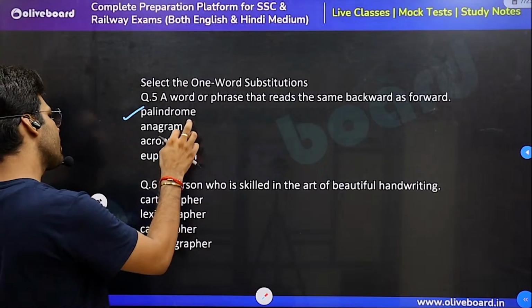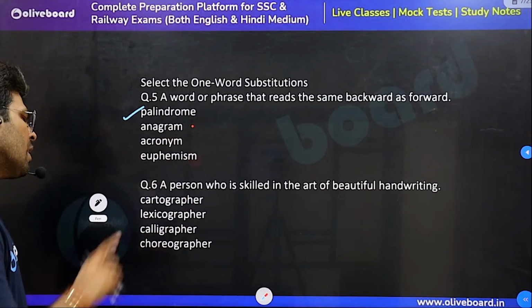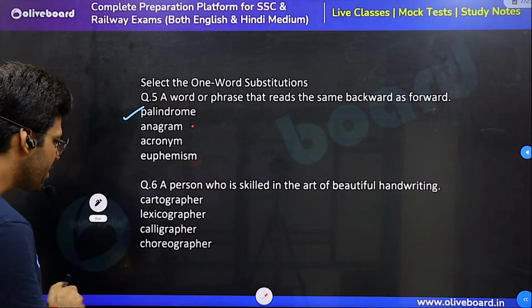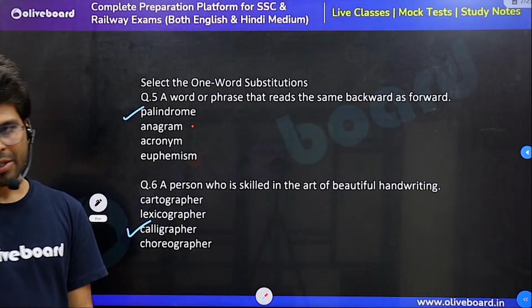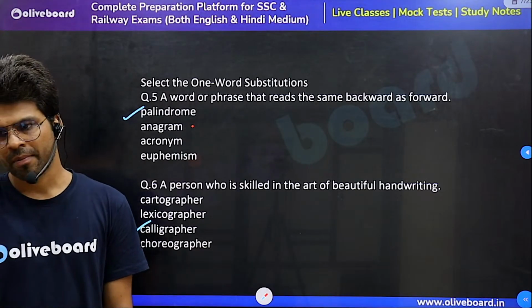Okay, what is this anagram? I hope in reasoning you know something such, or you do something such.